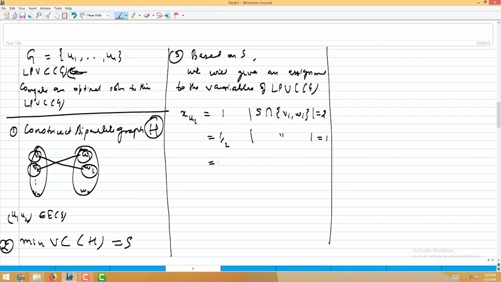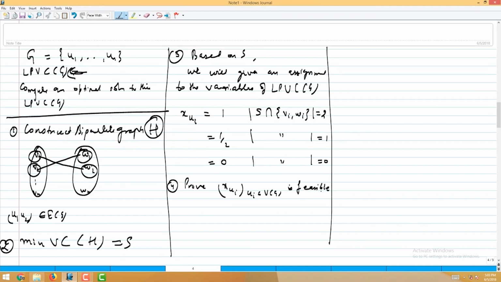So 1 if S contains both of them, the copies of ui being vi and wi. If S was picking both of them, then I give this vertex value 1. If S was picking exactly one of them, no matter which, I was giving it value half, and I was giving it 0 if it was picking nothing. Right? The assignment is clear, the construction.